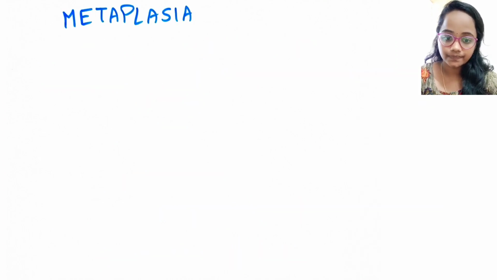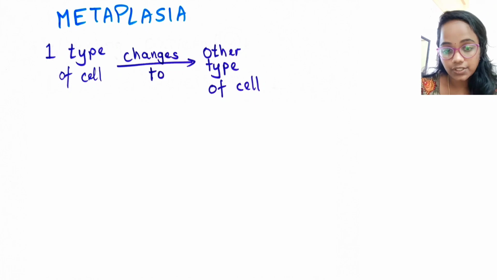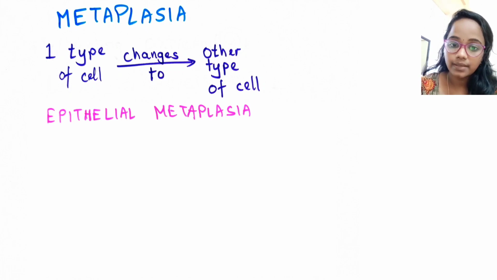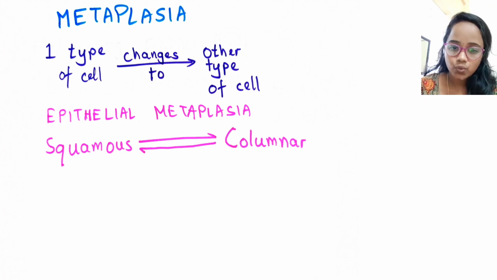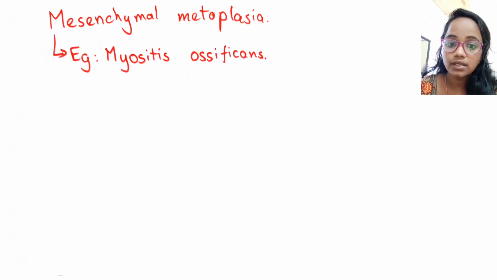Thank you. Next, metaplasia. What is metaplasia? Metaplasia means one type of cell changes into another type of cell. For example, epithelial metaplasia means squamous to columnar or columnar to squamous. In mesenchymal metaplasia, the example is myositis ossificans, in which the muscle changes into bone.